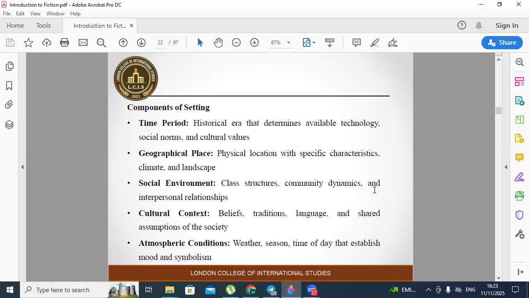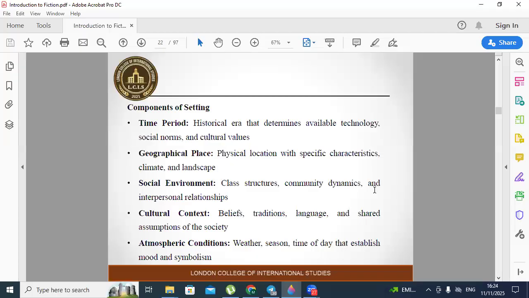Cultural context: beliefs, traditions, language, and the shared assumptions of the society. What are the cultural values? What taboos exist? What's considered normal versus transgressive? Cultural context determines what choices are available and what actions mean. Atmospheric conditions: weather, season, time of day, establishing mood and symbolism. Storm scenes often accompany emotional turmoil. Spring suggests renewal. Winter suggests death or despair. Darkness conceals, light reveals. These aren't arbitrary, they're symbolic patterns humans recognize.